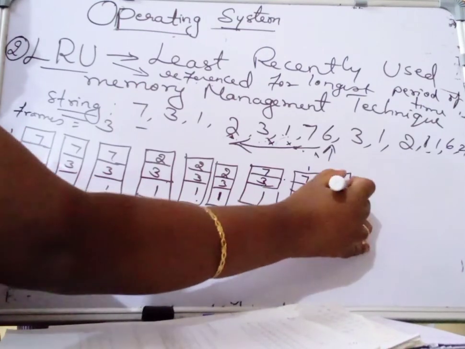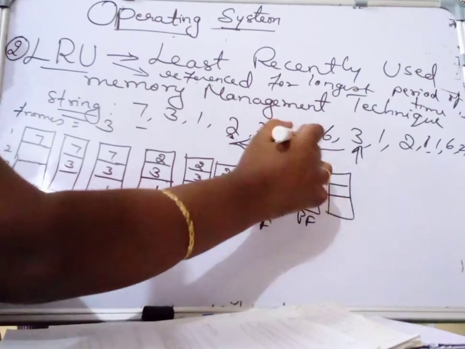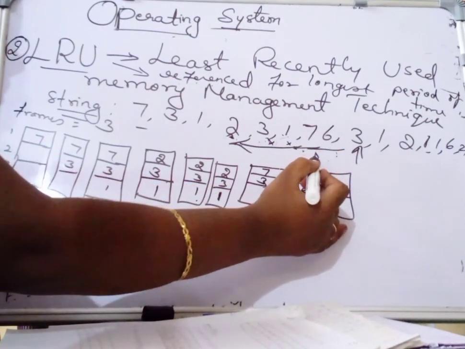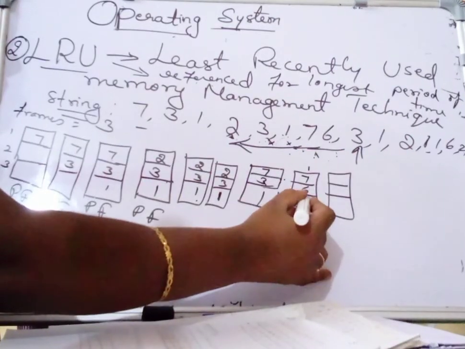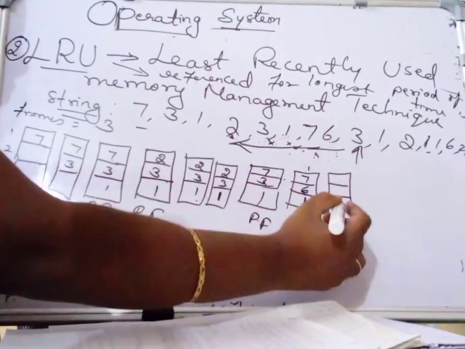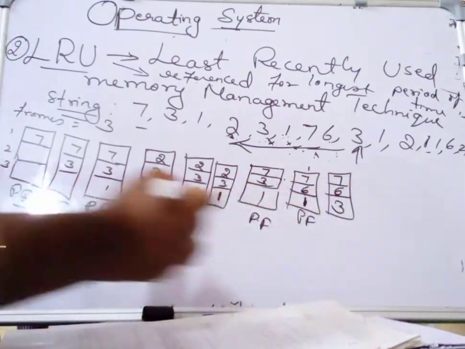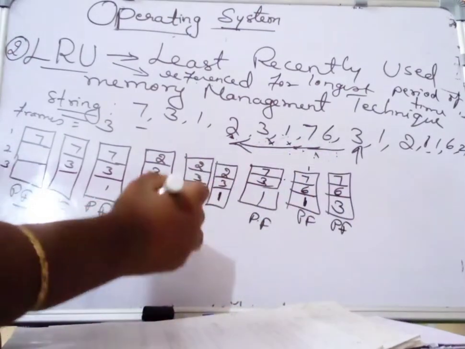What is the next sequence? Next, I have to bring 3. Again observe the left hand side. 6 is just now referenced, don't replace. 7 is referenced just before 6. So the time taken to reference 1 was more. So replace 1 with what? 3. So 6, 7, and in this location 3 will come. So this is again a page fault.